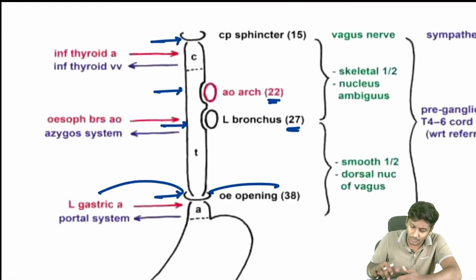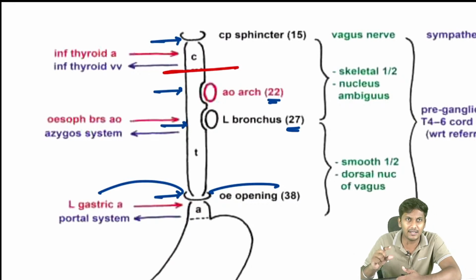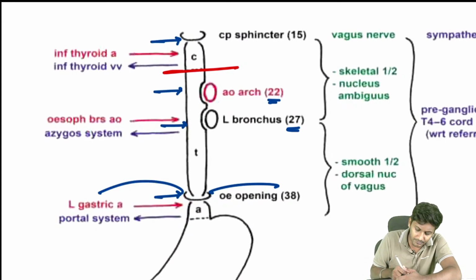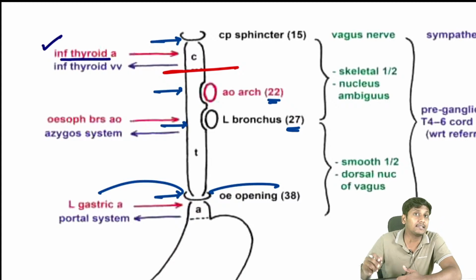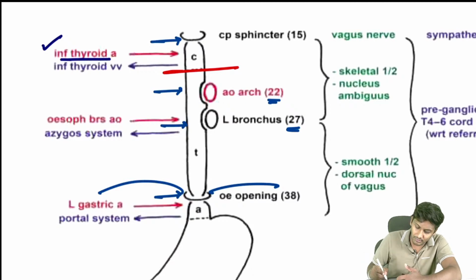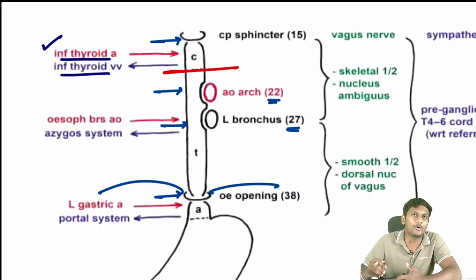The first part, related to the neck, is called the cervical part. It is a very short part. The cervical part of the esophagus receives its blood supply from the inferior thyroid artery, the same artery that supplies the thyroid and gives some branches to the parathyroid gland. The venous drainage is into the inferior thyroid vein.